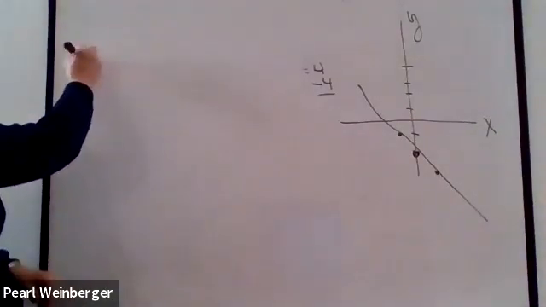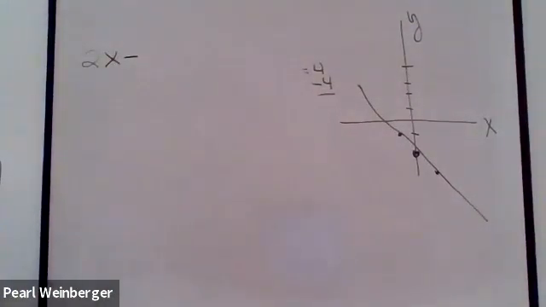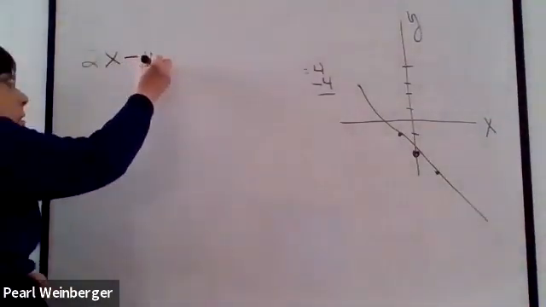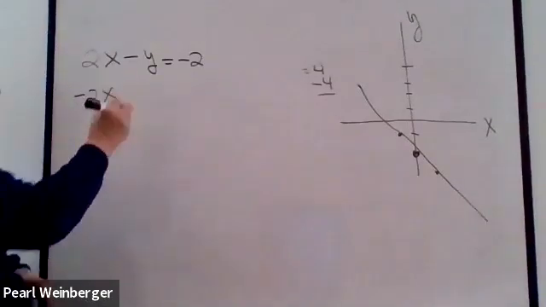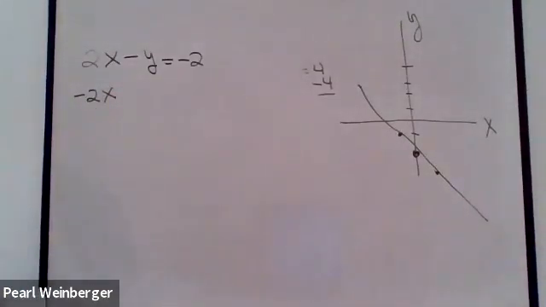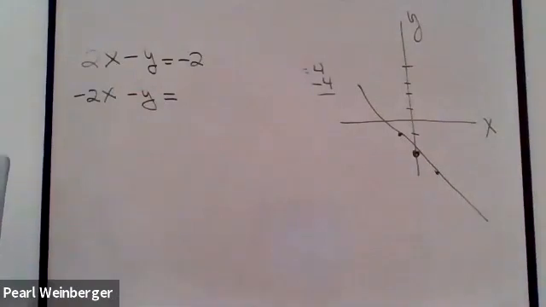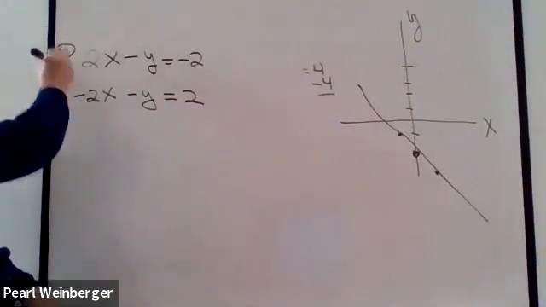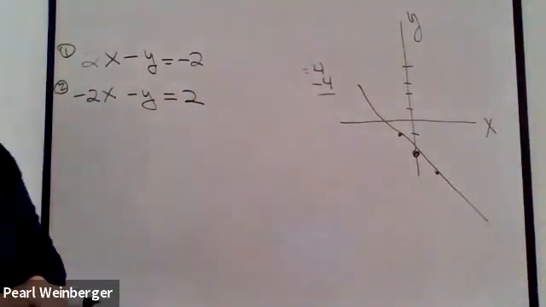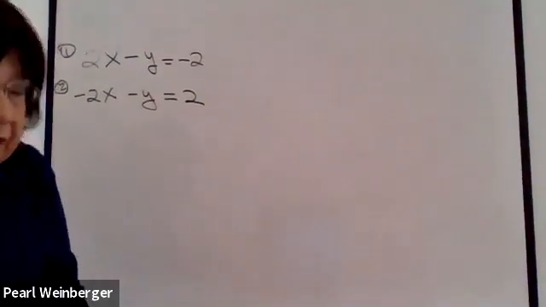Here's my first equation: 2x minus y equals -2. And -2x minus y equals +2. Okay, here's equation number 1. Here's equation number 2. Do you want to try it on your own? Yeah. Okay, so let me give you a few minutes to try it.